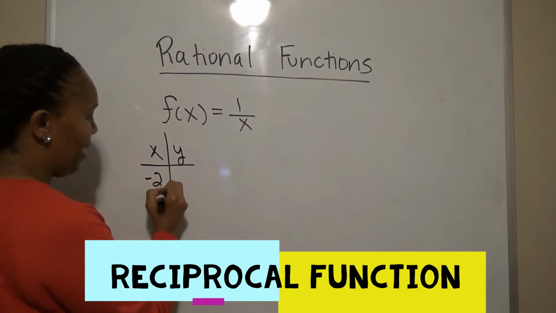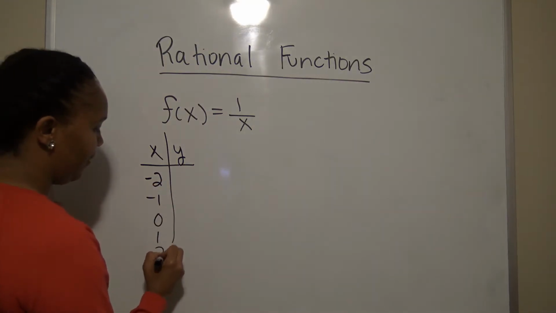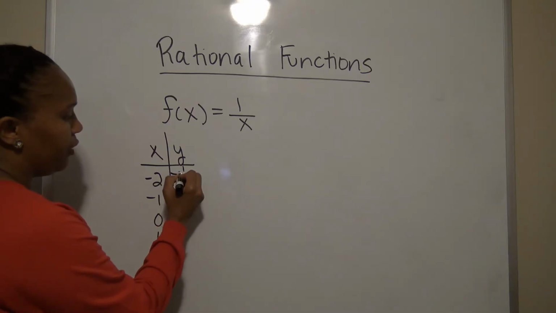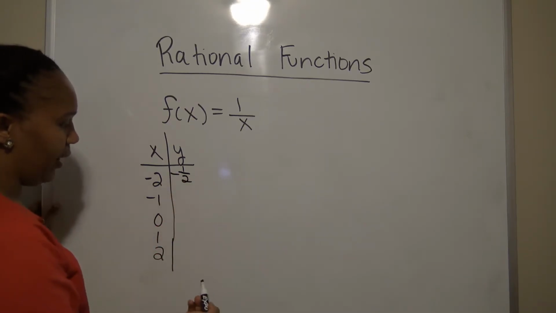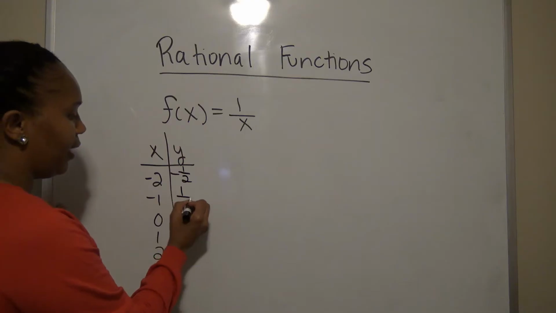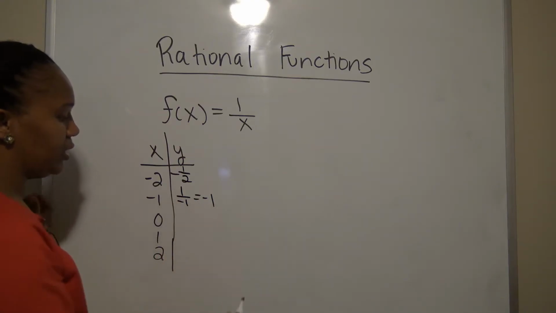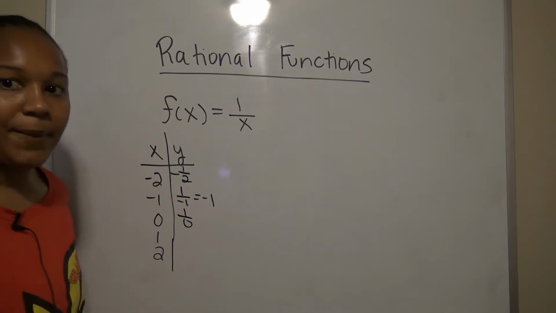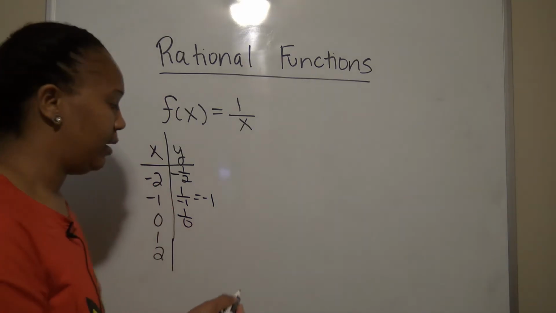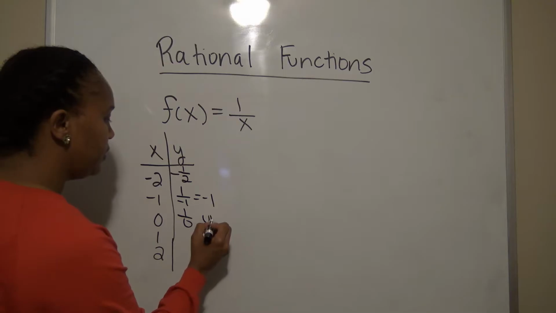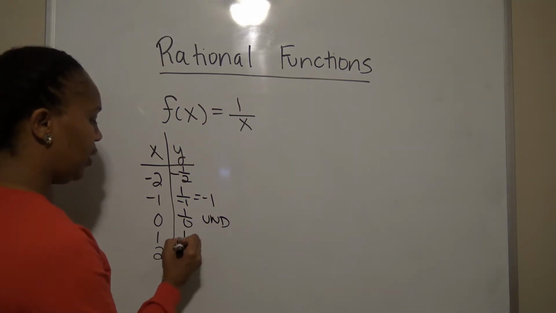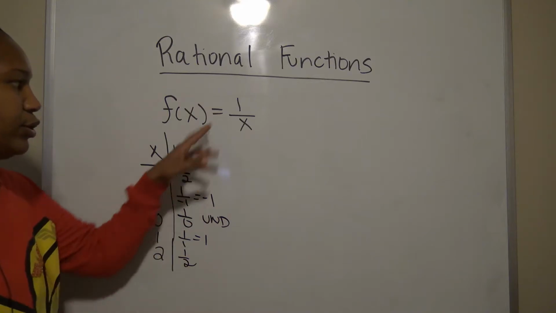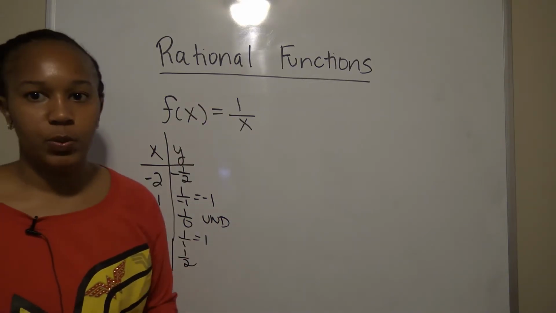if I was to plug in my favorite 5 numbers, these are my favorite 5. If I was to plug in -2, I would get 1 over -2, which is -1/2. If I was to plug in -1, I would get 1 over -1, which is -1. If I was to plug in 0, 0 in the denominator is undefined, so that would be undefined. If I was to plug in 1, I would get 1 over 1, which is 1. And if I was to plug in 2, I would get 1 over 2. So whatever you plug in, you're taking the reciprocal of it.